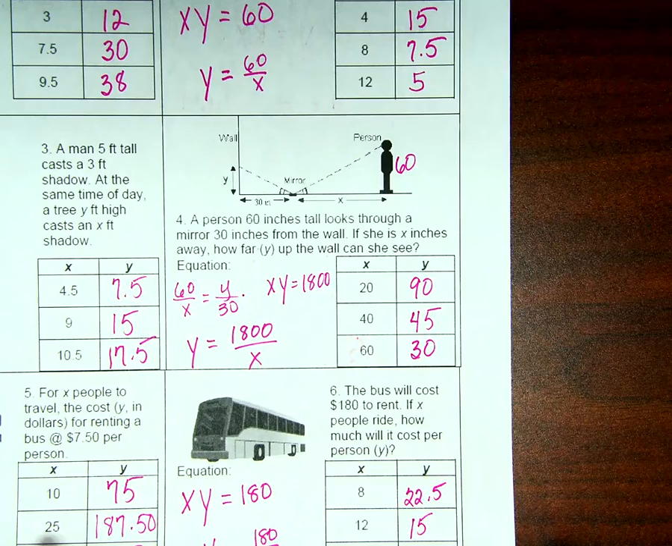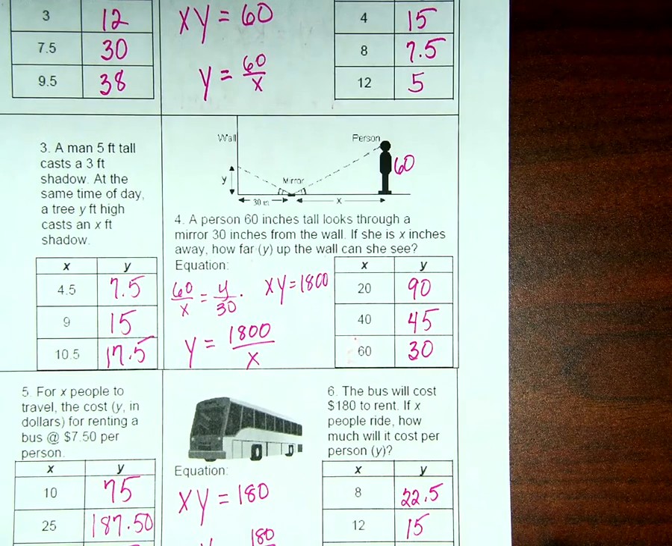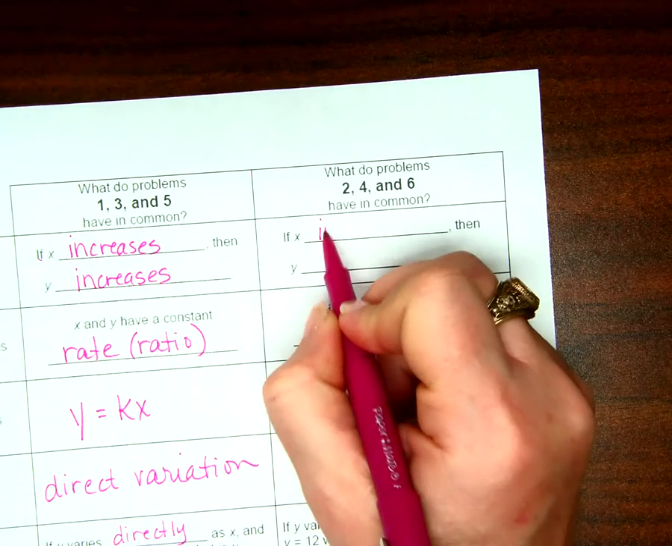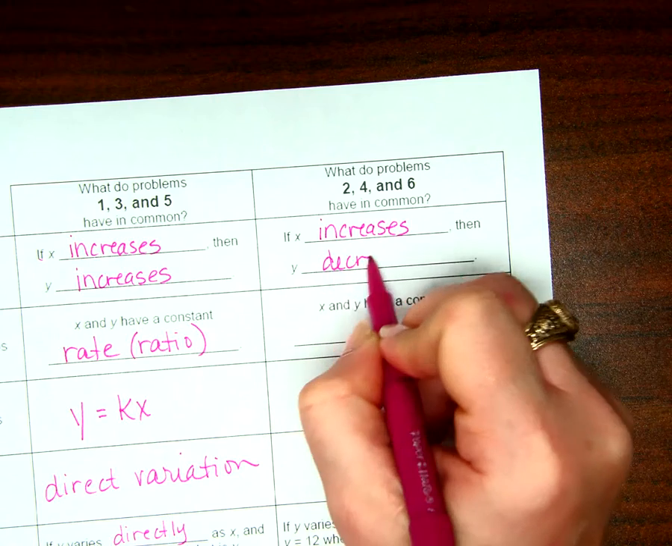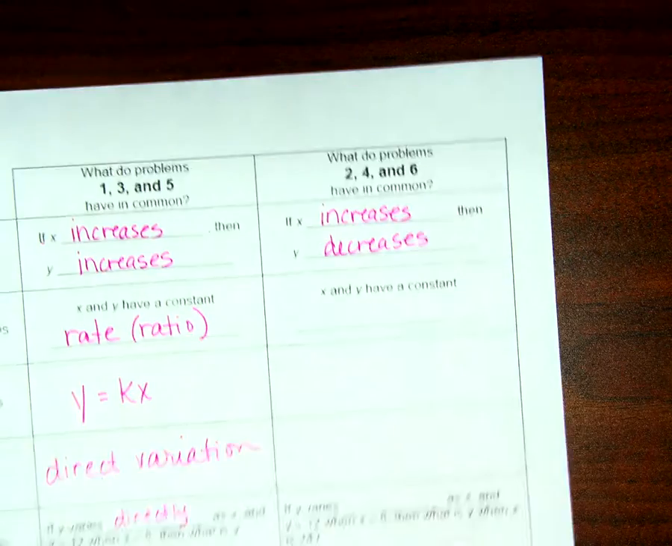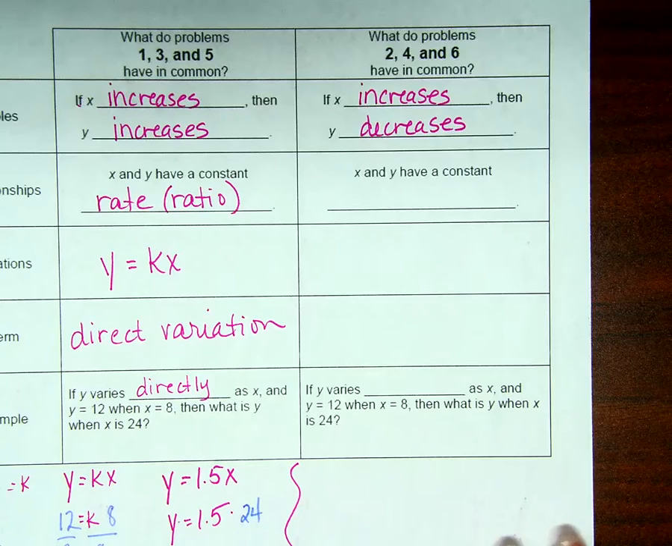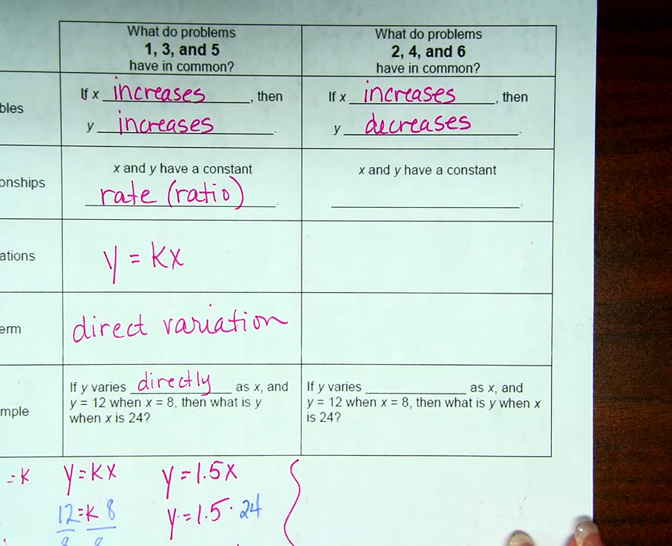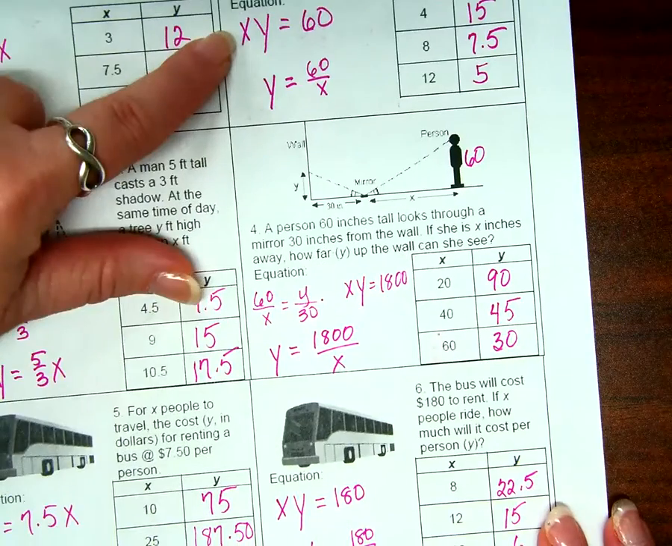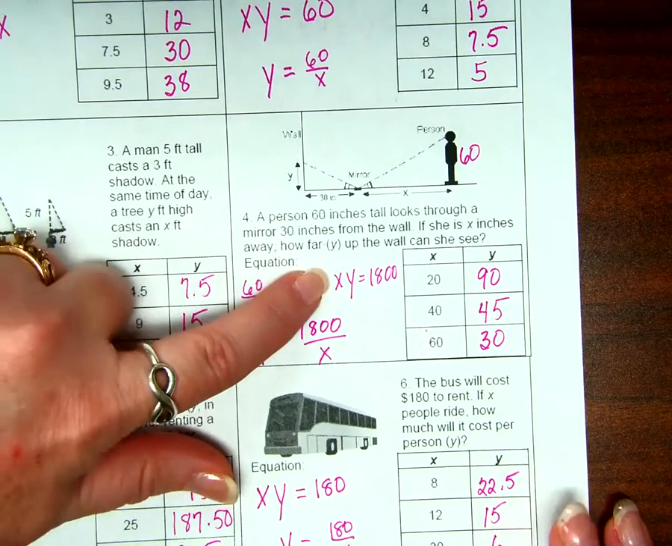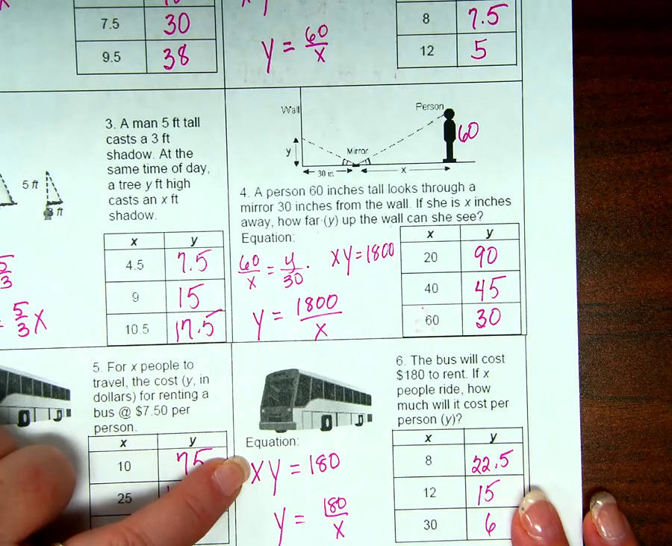So, tell me again about the tables. So, if x increases, y decreases. X and y have a constant. What kind of relationship do they have? Here, and here, and here. What are they doing to each other?